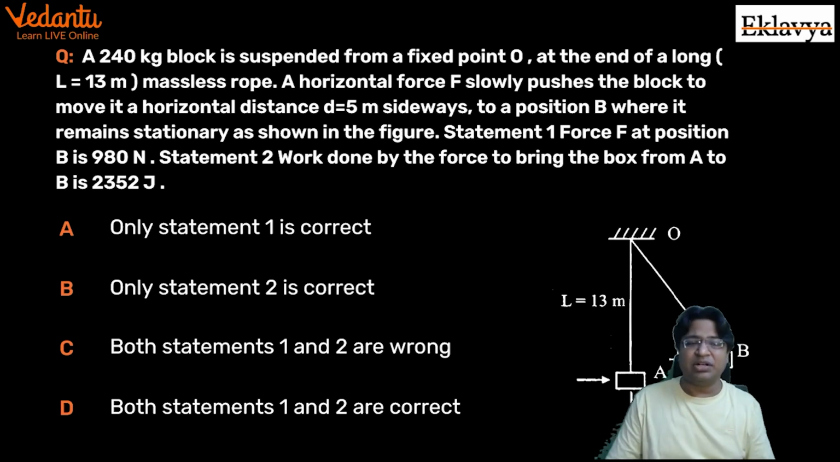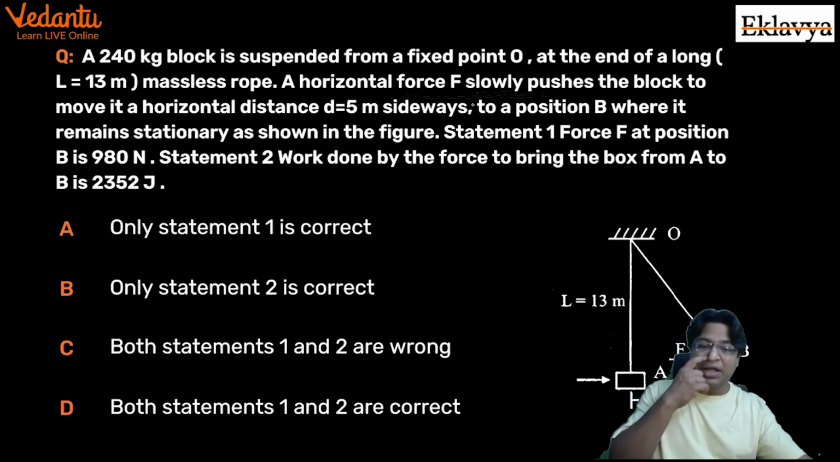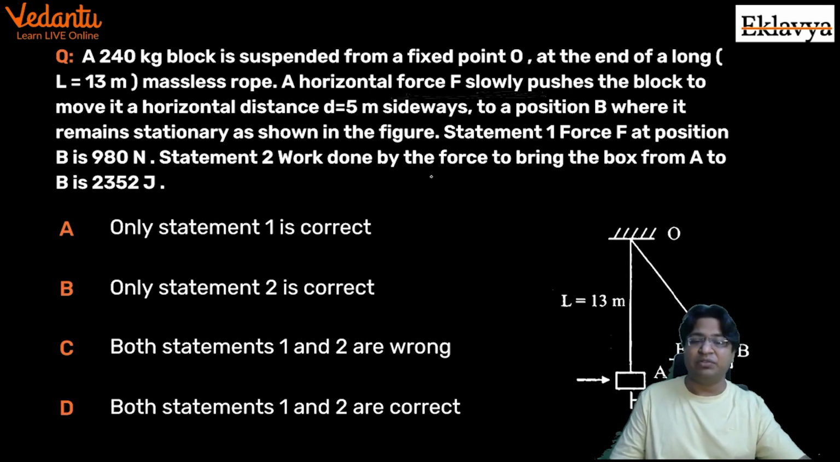This question says a 240 kg block is suspended from a fixed point O at the end of a long rope of length L equal to 13 meters. A horizontal force F slowly pushes. Now guys, what you have to pay attention to here is that F is not given to be a constant force. It says F slowly pushes the block to move it a horizontal distance of 5 centimeters away to a position B where it remains stationary, as shown in the figure.